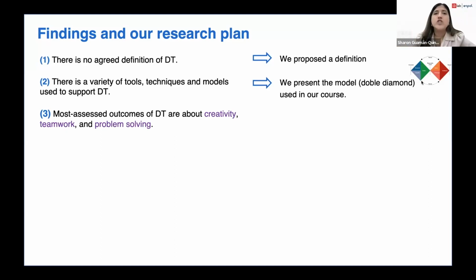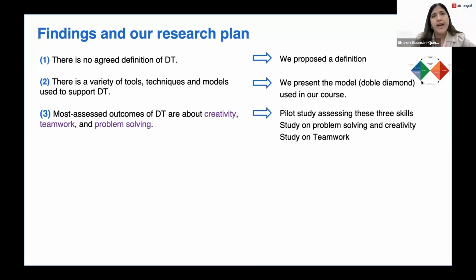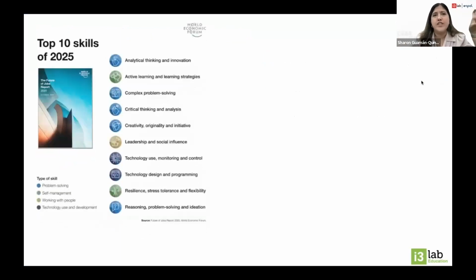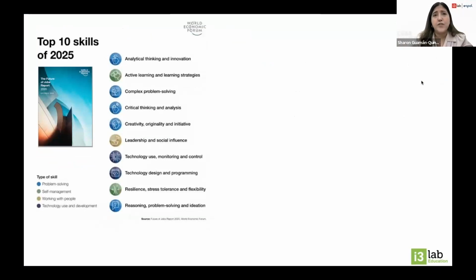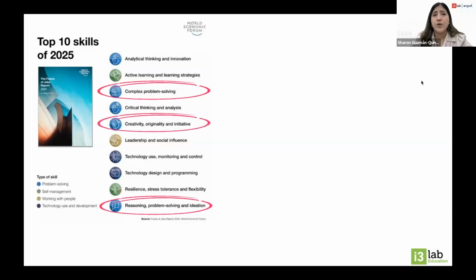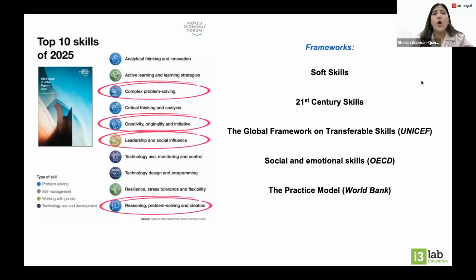creativity. We carried out 3 empirical studies: a first pilot study to try to assess these 3 skills, and then 2 large studies, one focused on problem solving and creativity, and the other one focused on teamwork. And here I think it is important to mention that these 3 skills are also mentioned as the top 10 skills of 2025 according to the World Economic Forum, but also they are mentioned in all these other frameworks such as soft skills, 21st century skills, by UNICEF, by the OECD, by the World Bank, etc.